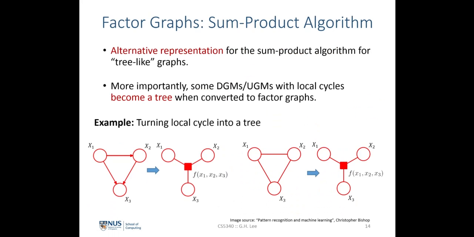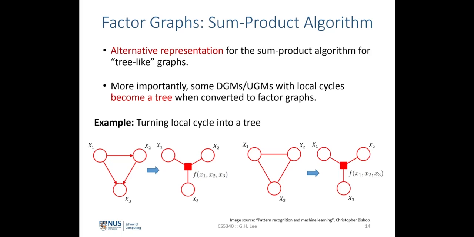Now we'll see that an important application of the factor graph is an alternative representation for the sum product algorithm of tree-like graphs. More importantly, we have seen in the earlier lecture that the sum product algorithm could not be used in directed graphical models or undirected graphical models that contain local cycles. But we will see in this slide that after applying a factor graph onto the directed or undirected graphical model with local cycles, we can actually convert it into a tree-like graph, or tree-like factor graph.